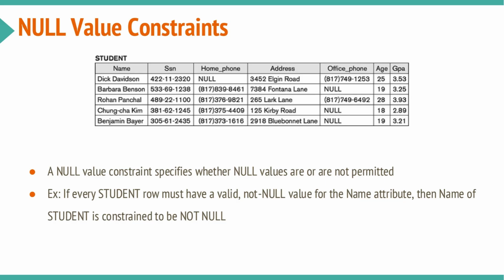For other attributes, like home phone, we can allow nulls because it's okay if we don't know a student's home phone.